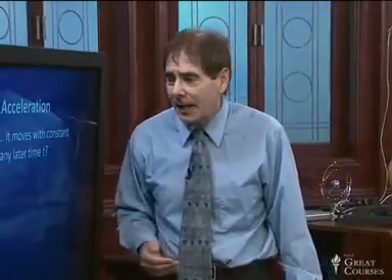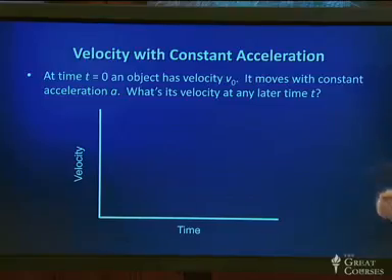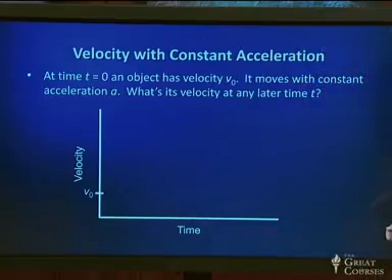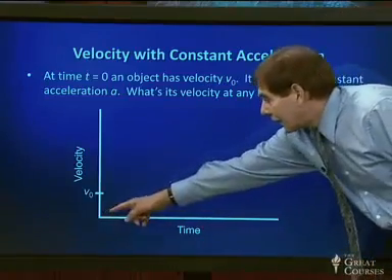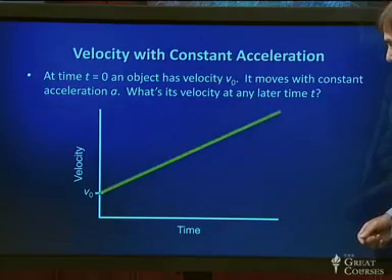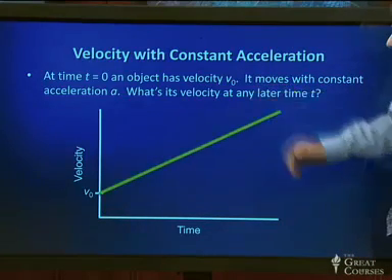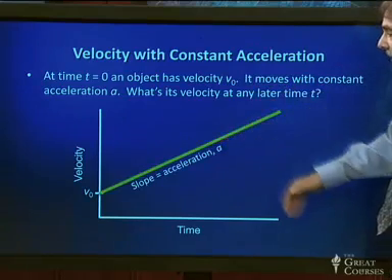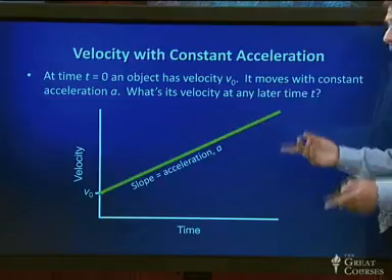So what's its velocity at any later time? Let's start with a graph of velocity versus time. It starts out at v naught. So at time t equals 0, at the place where the two axes meet, the velocity is v naught. It then rises steadily because the acceleration is constant. The slope of this rise is the acceleration, because acceleration is the change in velocity divided by the time interval, delta v over delta t.